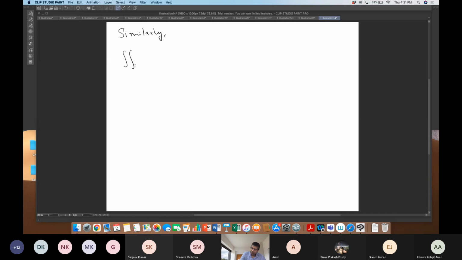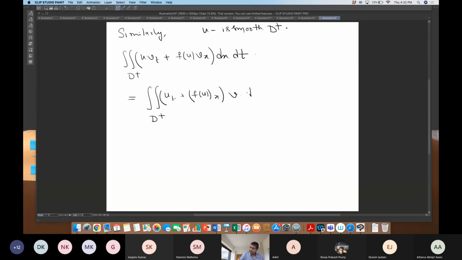Okay. Now similarly, I can do similarly in D plus. In D plus what can I write? Again same thing. The integral over D plus of u v_t plus f(u) v_x dx dt is equal to the integral over D plus. Again I can use that u is smooth in D plus. So I write the integral over D plus of (u_t plus f(u)_x) v dx dt, and again the boundary x equal to x(t). Now we are coming from the boundary. Just draw the picture.